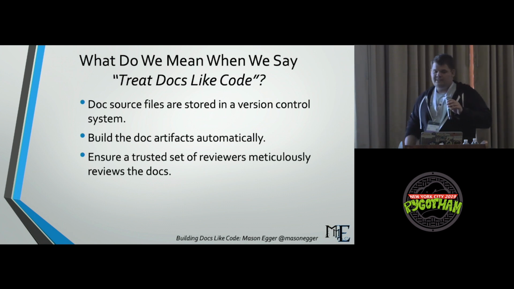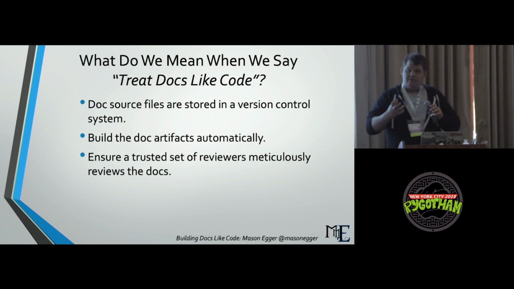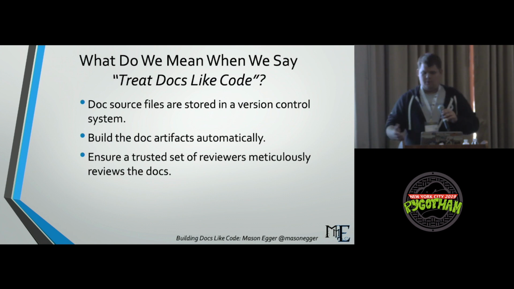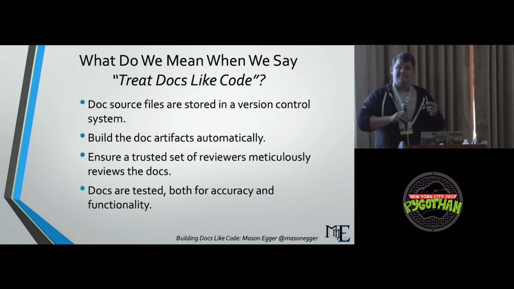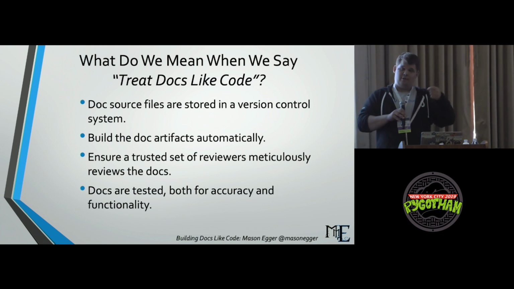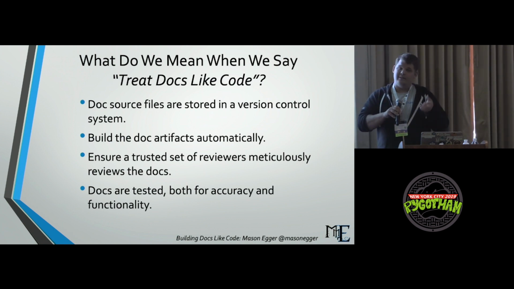We should ensure that a trusted set of reviewers meticulously review the docs. The documentation has to be reviewed with as much granularity as we do code, because really and truly, if your code does one thing and the docs say it does the other and you ship it to the customers, what do you think is going to happen? People don't go read the code, especially if you're writing proprietary software where they don't have access to read the code. Also, docs should be tested fully for both accuracy and functionality. So accuracy in docs means, did what you say it does actually happen? And functionality is, if I have a hyperlink to something, does it actually hyperlink there, or does it 404?